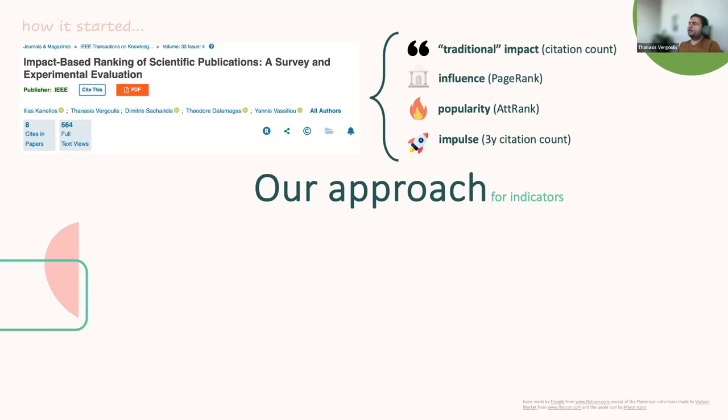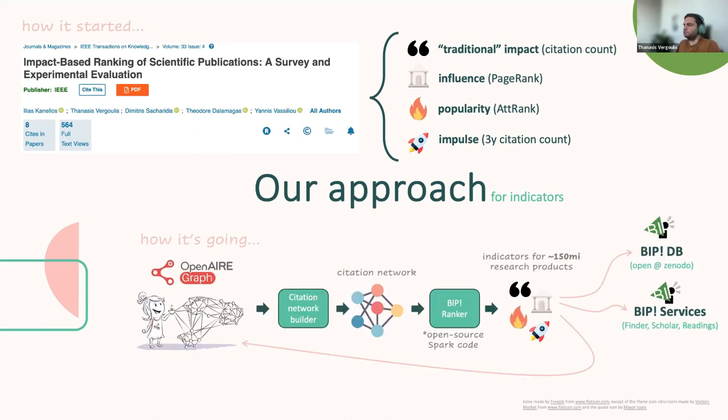So we felt that we should introduce another indicator. We called it popularity, and we have an algorithm that, based on the experiments, is the best one to identify this particular aspect of impact. And we have also another one, the impulse, that is just trying to identify how quickly, how fast a publication started attracting interest after its publication.